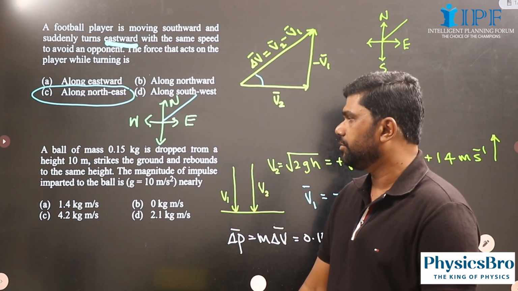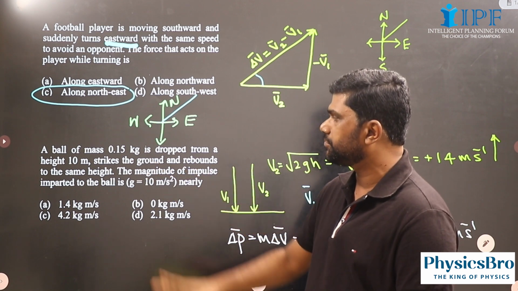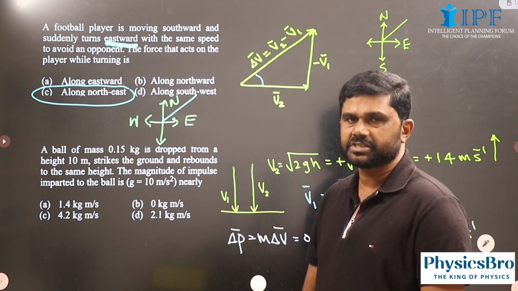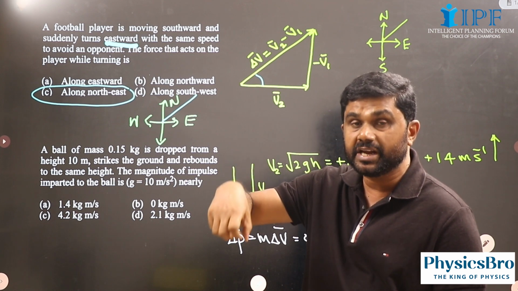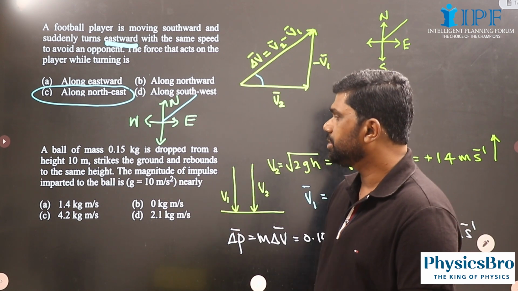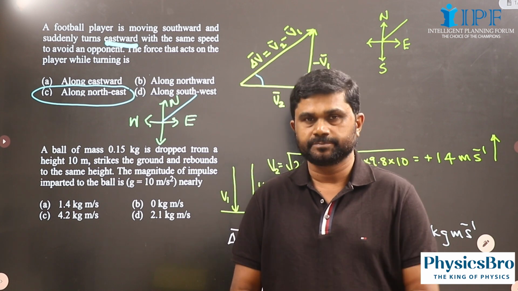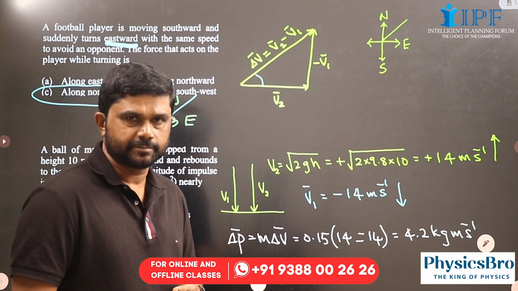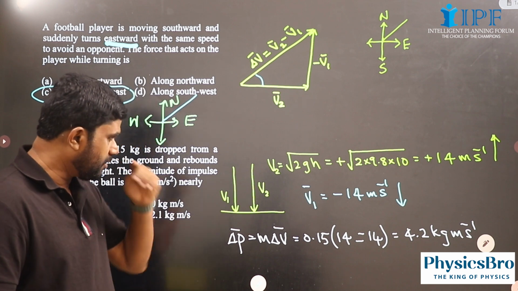A ball of mass 0.15 kilogram, meaning 150 gram, is dropped from a height of 10 meter, strikes the ground and rebounds to the same height. Rebounding to the same height means it must be rebounding with the same speed with which it strikes, then only it will go up to the initial height. The magnitude of impulse imparted to the ball is equal to the change in momentum. Initially it is released from a height of 10 meter.